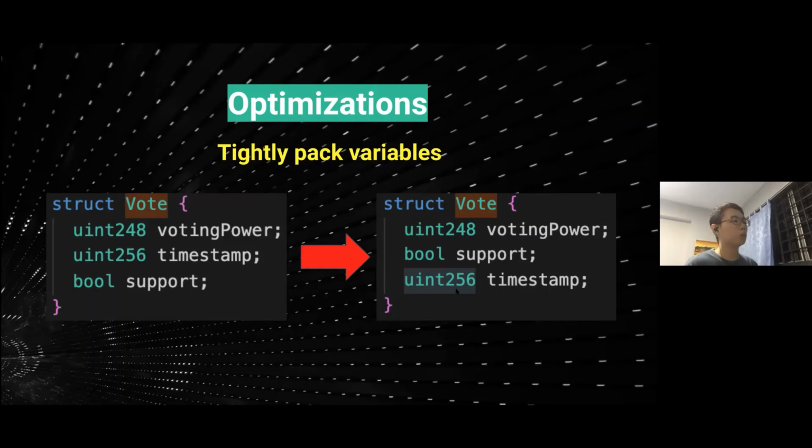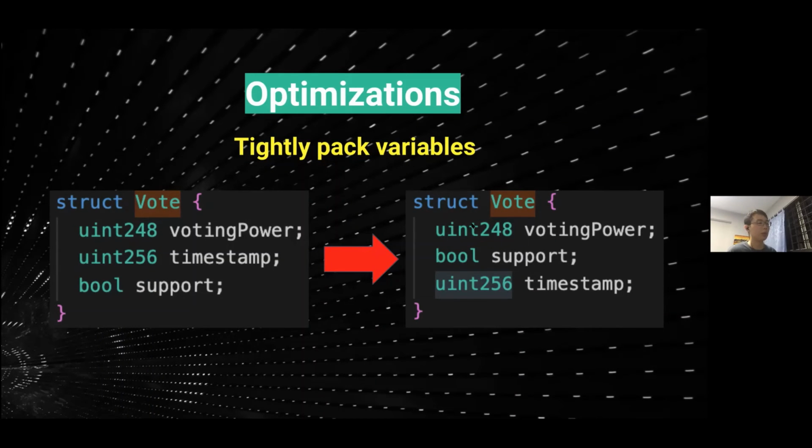But if you were to shift it up instead, right? So this will take up 248 bits. This takes up 8 bits. So these two together take up 1 storage slot, and then your other variable here will take up another one. So you went from 3 storage slots to 2, right? So that really helps to optimize your contract.